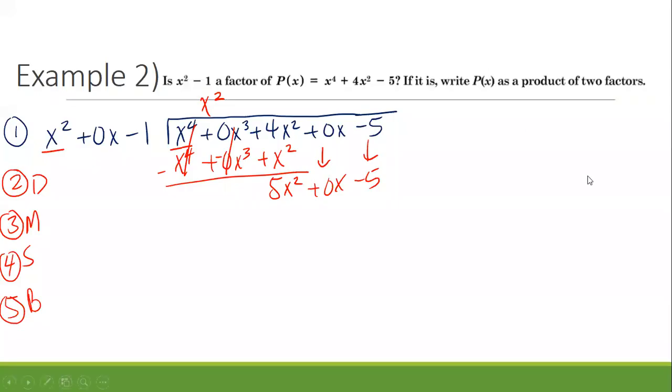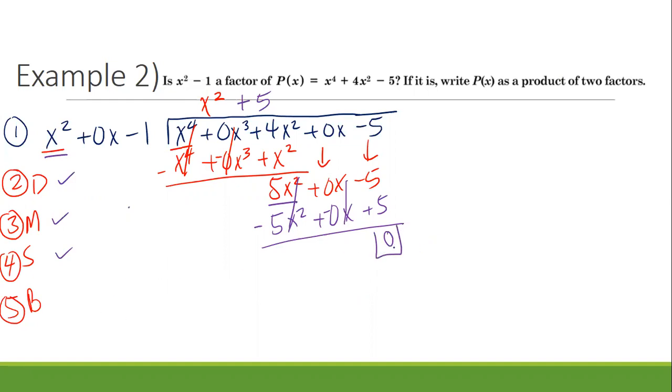All right, so we're going to repeat the process. So we have 5x squared divided by x squared. That is 5. Division done. We're going to multiply. 5 times x squared is 5x squared. 5 times 0 is 0x. 5 times negative 1 is negative 5. Multiplication done. Then we're going to subtract. Subtraction again means we're changing the signs and combining the terms.